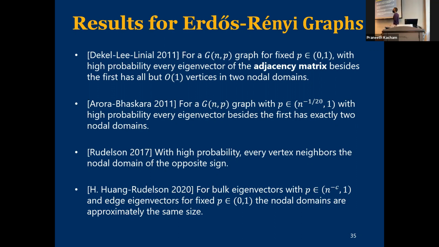what you have for the Erdős-Rényi case is this very set result, right? That you have exactly two nodal domains that are almost exactly the same size as one another for every eigenvector. The last one, you could say, try to test our approximation.